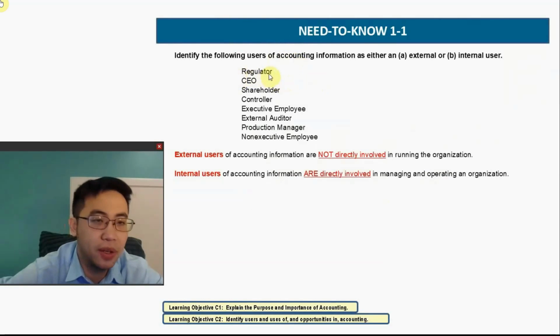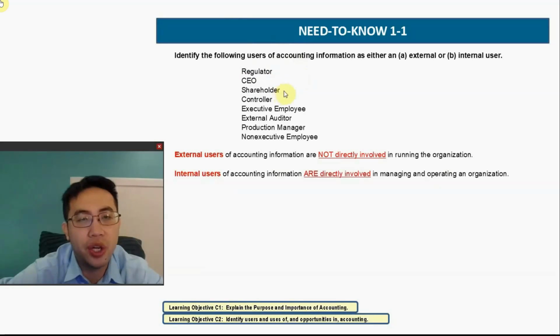Regulators are the government. The government does not get involved with the business. They just regulate the business to make sure it's on the right track. The CEO is in charge of the daily operation. Definitely, this is the insider. Shareholders hold shares, and the managers of the company should behave in the best interest of shareholders. The bottom line, however, is shareholders do not get involved with the daily operation. So shareholders are external users.